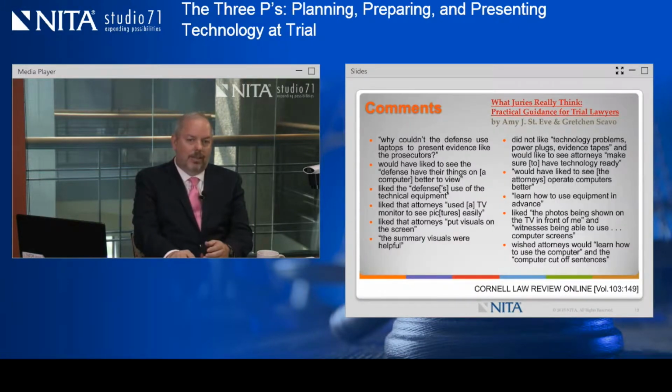Now, some of the comments from the study. Why couldn't the defense use laptops to present evidence like the prosecutors? I would have liked to see the attorneys operate computers better and learn how to use equipment in advance. And the summary visuals were helpful. So I think the decision makers have become accustomed to technology and want you to use it to help aid them make a decision.